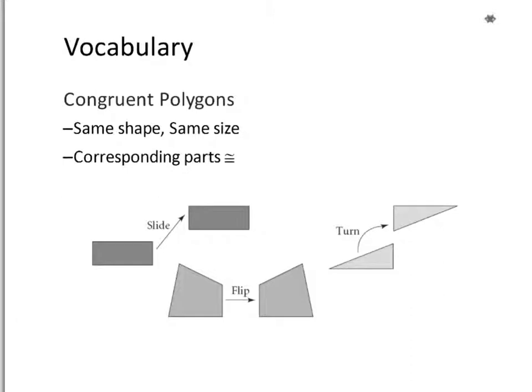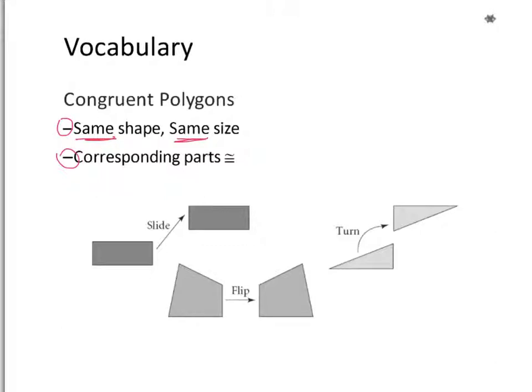When we talk about congruent polygons or congruent figures, we're actually talking about polygons that have the same shape and the same size. If they're the same shape and the same size, they also have corresponding parts congruent. So to have two figures that are congruent, you have to have the same shape and same size, and you have to have corresponding parts equal.